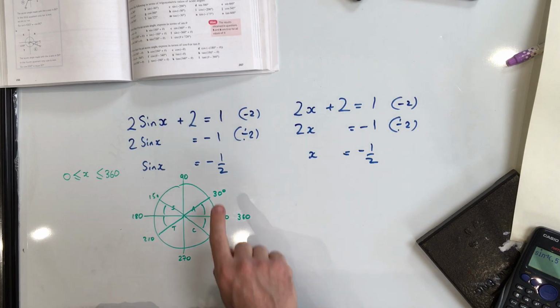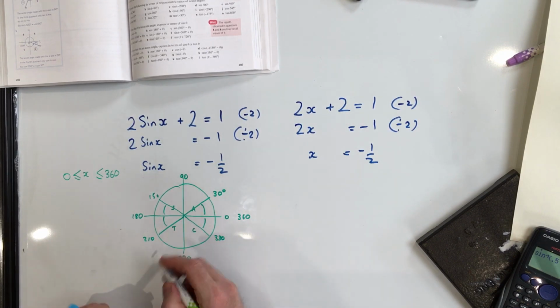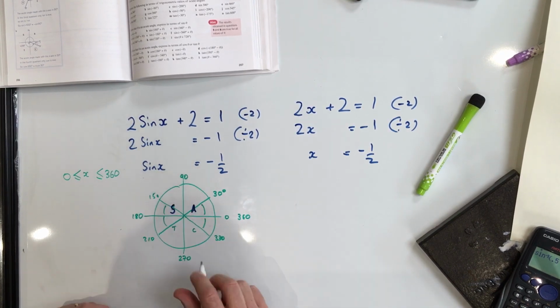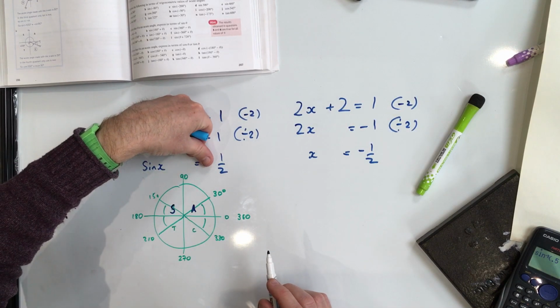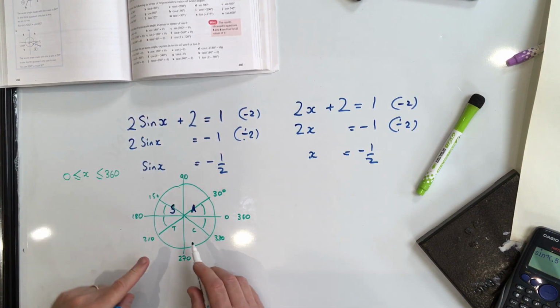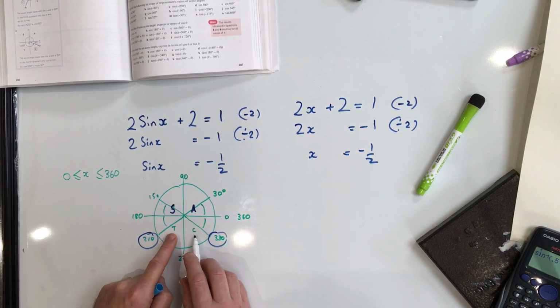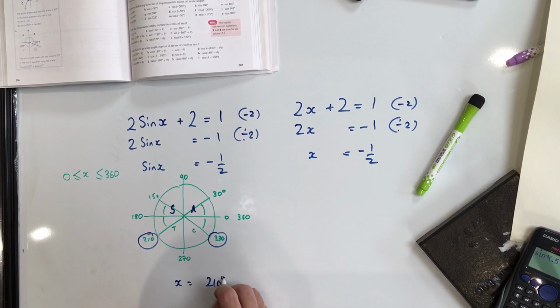Okay, but the fact that it's minus a half, I don't want these two regions, because all and sine, those two are the answers if it was a positive a half. And the two where it's negative a half are these two, in the regions for tan and cos. Only tan and cos are negative... sorry, only tan and cos are positive in these two. So those are the two answers I want. So the answer is that x would be equal to 210 degrees and 330 degrees.